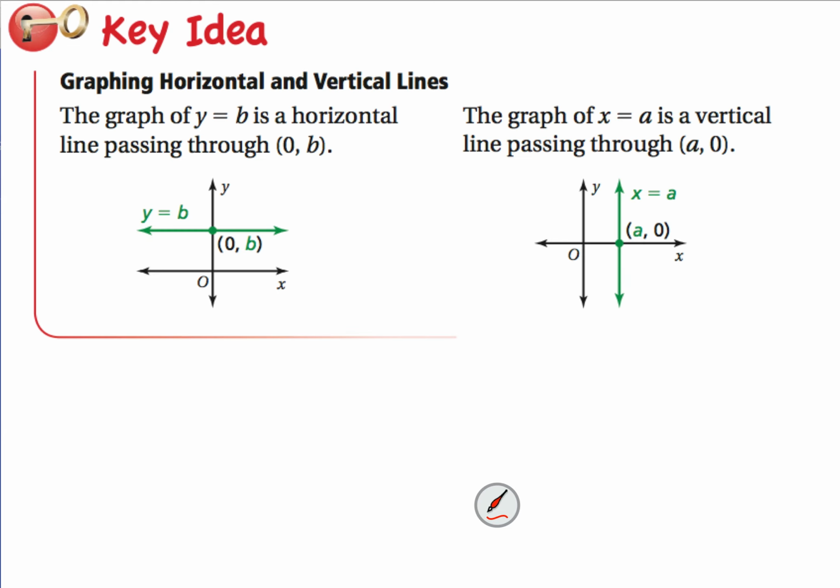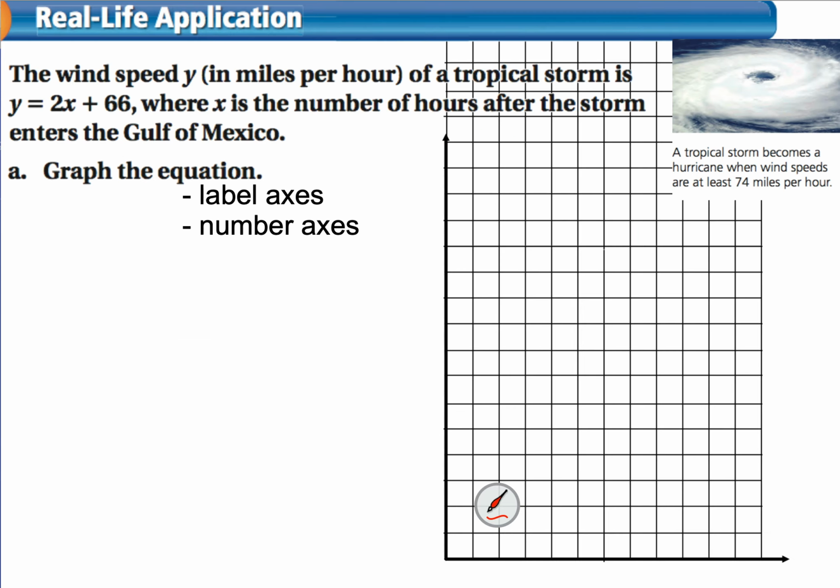Okay? So here's a summary of the last two examples we looked at. If you've got a horizontal or vertical line, if it is y equals a number, you get a horizontal line through the point 0, comma b, whatever that number it equals. If you get x equals a, it goes through the point a, comma 0, right on the x-axis, and then it's a vertical line.